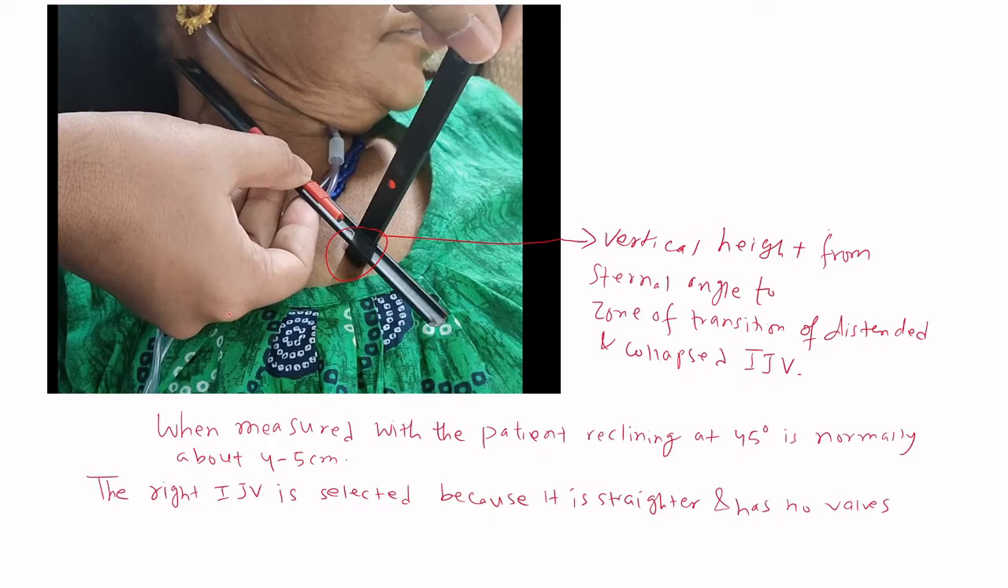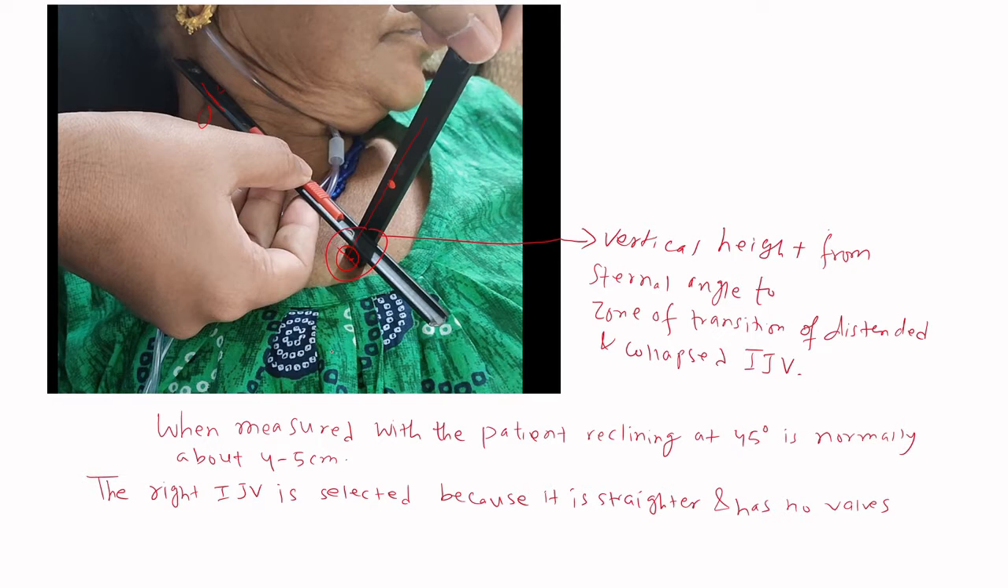So how do we measure jugular venous pressure? Here you can see I have placed one ruler perpendicular to the external angle. This is the external angle, and here there is a distended neck vein, and above that it is collapsed. At the junction of the distended neck vein and the collapsed vein, I have put another ruler, and I have put these two rulers in a perpendicular fashion. So this height gives the estimate of the JVP.